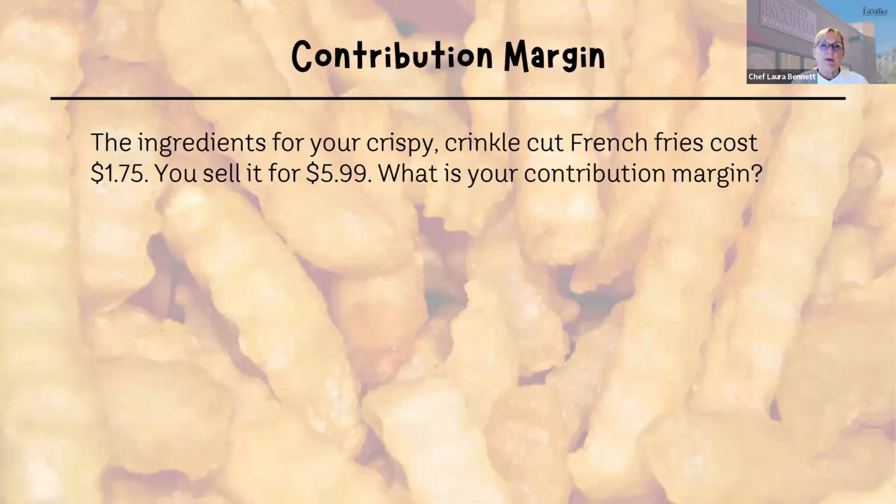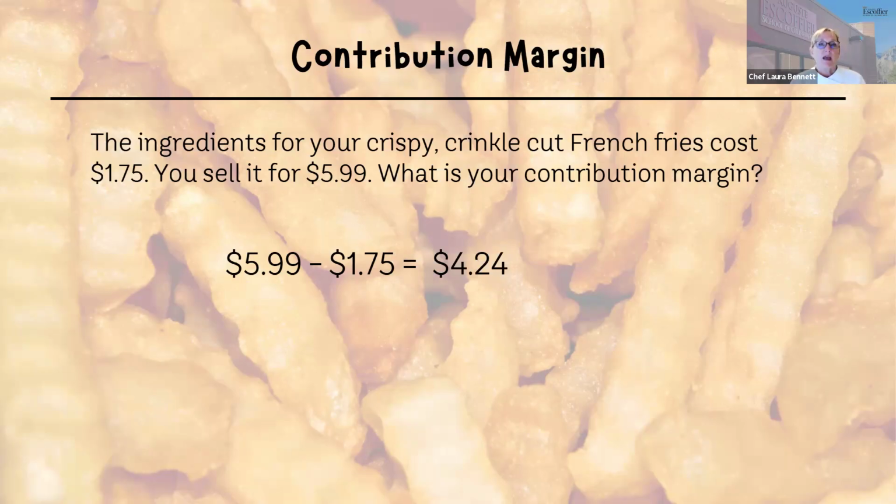The ingredients for your crispy crinkle cut French fries cost $1.75. You sell it for $5.99. We're going to take that $5.99. We're going to subtract the $1.75, and we're going to get $4.24 to go into our contribution bank to give us money to help pay for all of our other expenses.